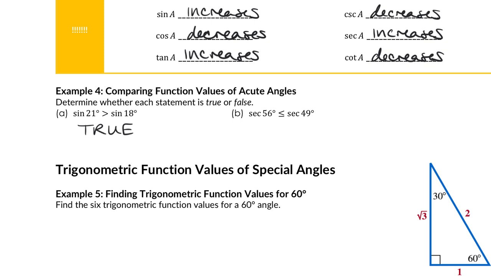For the second one, we're talking about secant, so we're looking here. Is the secant of 56 degrees less than or equal to secant of 49 degrees? That's false. 56 is bigger than 49, and if secant should be increasing as our value increases, that means a bigger angle is not going to have a smaller secant than a smaller angle. So this is a false statement.